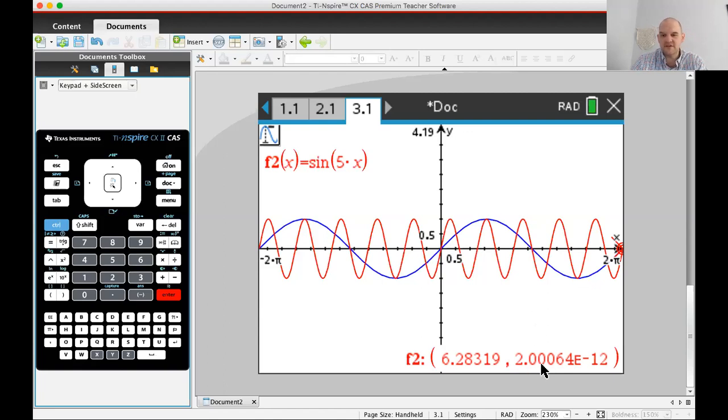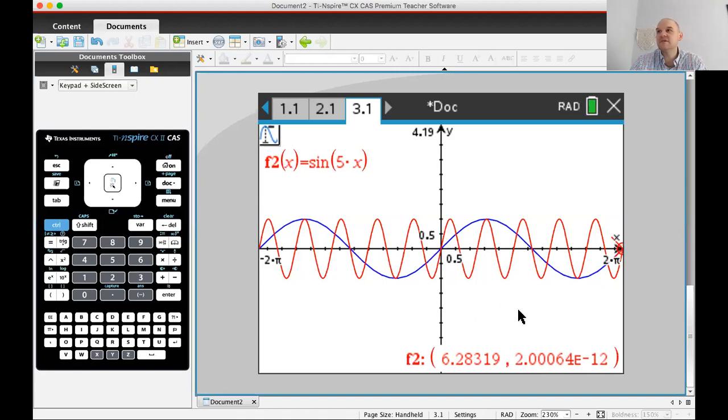Also, you can see here you get that weird version of 0 that sometimes shows up. It's got something to do with floating point numbers or something. I don't know. That is 0. That's 2 times 10 to the negative 12th. That's a lot of zeros. That's basically 0. So that's, I think, the value of B.